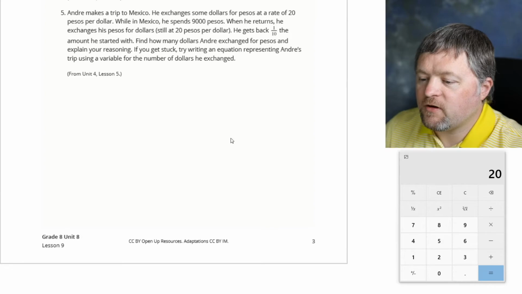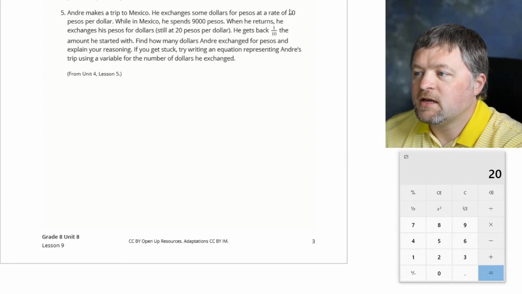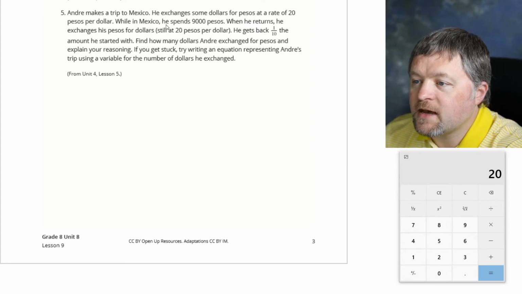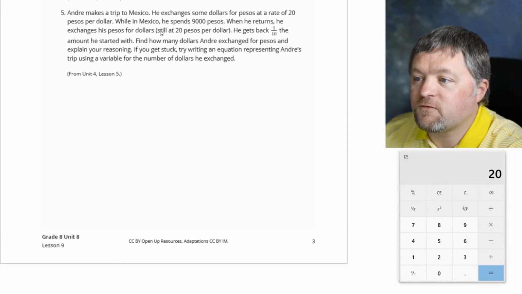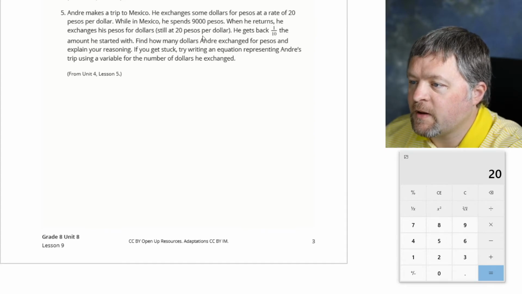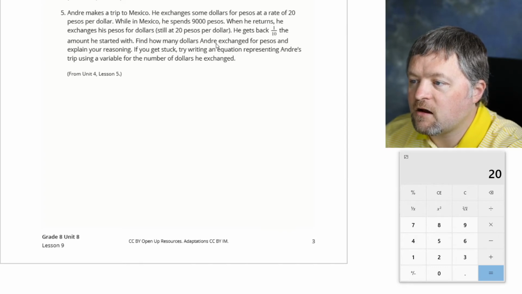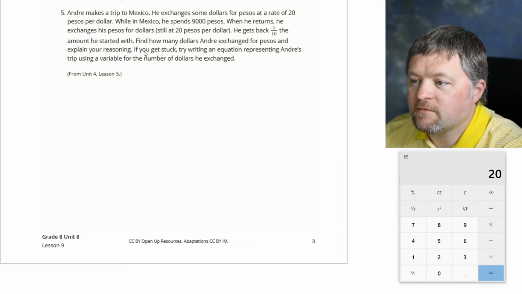Andre makes a trip to Mexico. He exchanges some dollars for pesos at a rate of 20 pesos per dollar. While in Mexico, he spends 900 pesos. When he returns, he exchanges his pesos for dollars, still at 20 pesos per dollar. He gets back 1/10 of the amount he started with. Find how many dollars Andre exchanged for pesos and explain your reasoning.